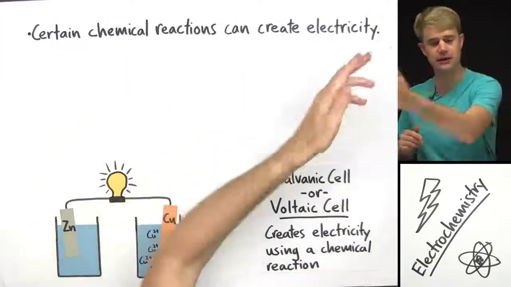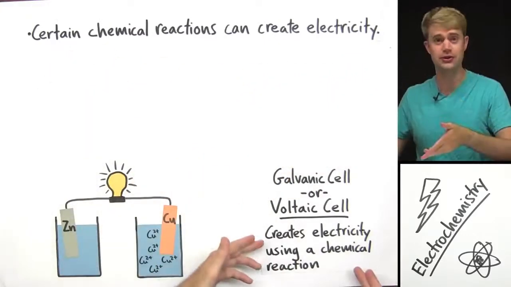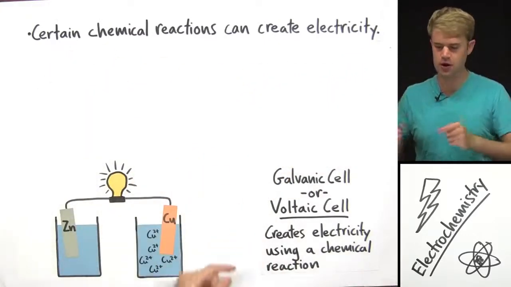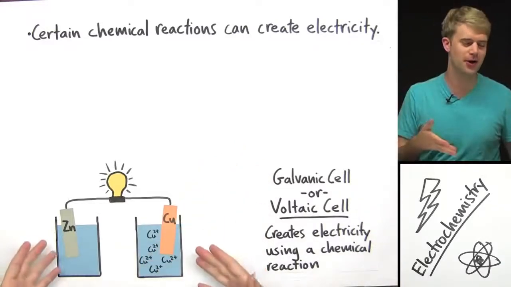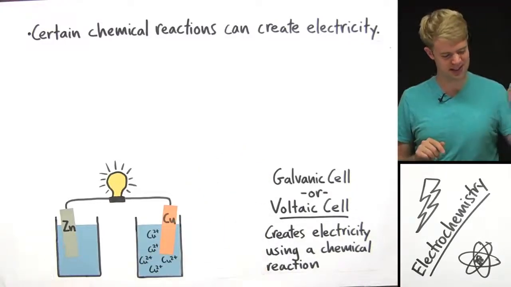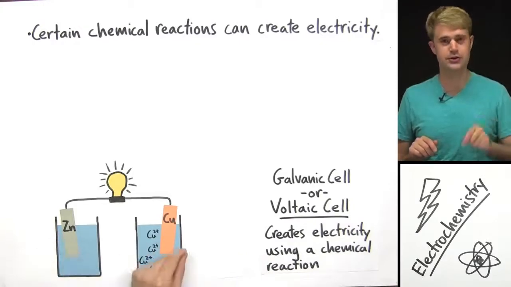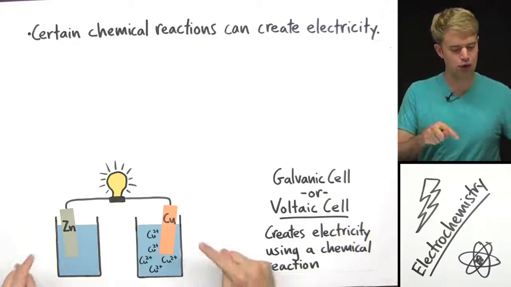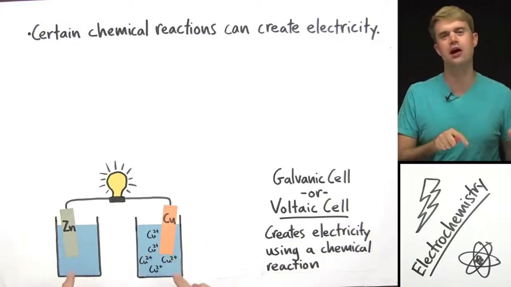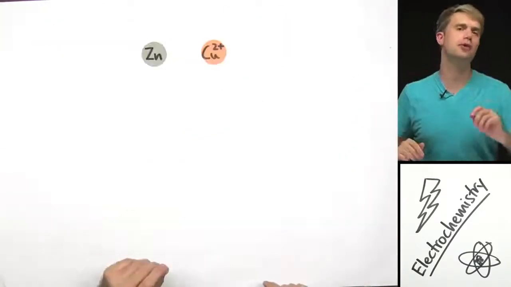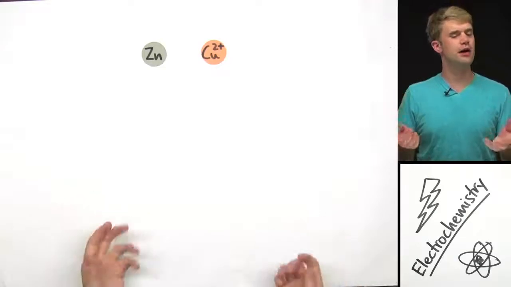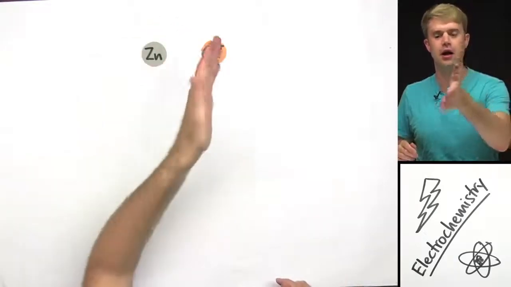To make electricity using chemical reactions, we often use a device called a galvanic or voltaic cell. I've drawn one right here. The version that I've drawn uses zinc and copper metals. So let's take a look at the chemical reaction that's happening in this galvanic cell that is what's creating electricity. So here's a chemical reaction. We said that galvanic cell used zinc and copper.